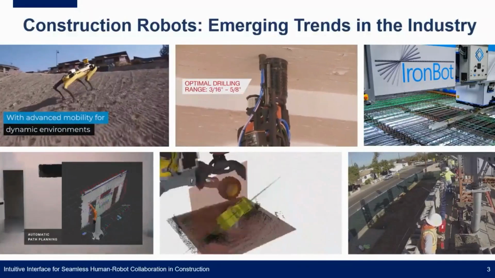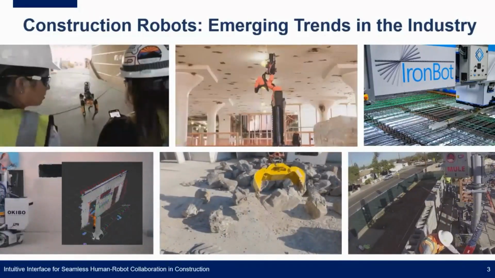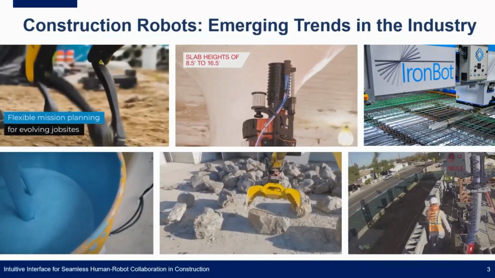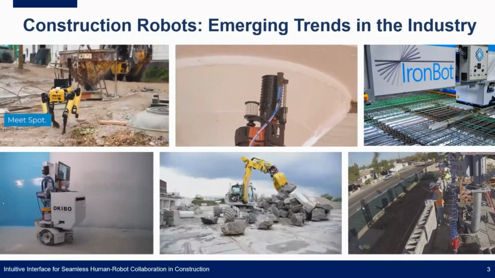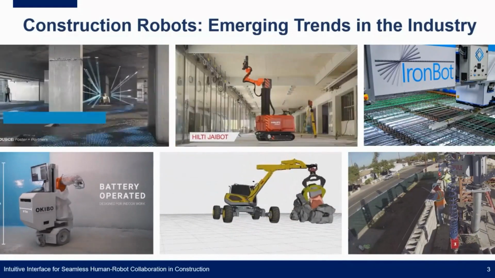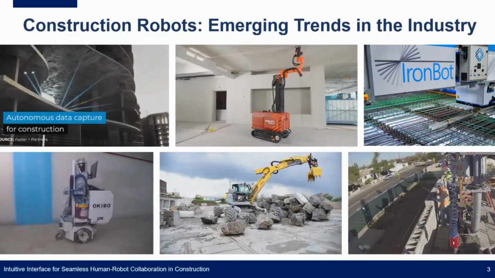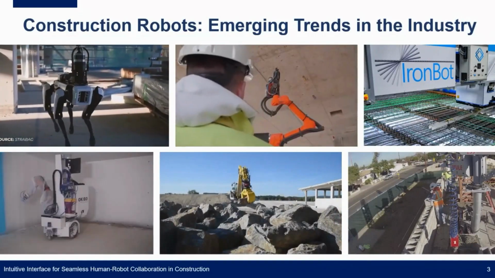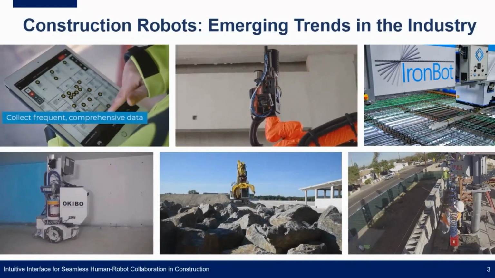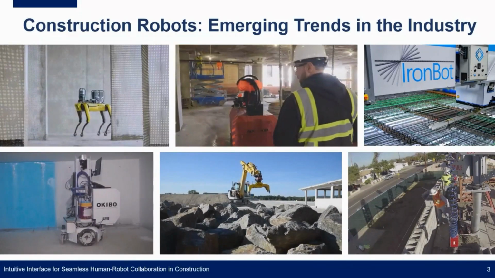On this slide, you can see some examples of construction robots, such as four-legged robots for surveying and mapping, drilling robots, rebar tying robots, indoor finishing robots, autonomous excavators, and bricklaying robots. These robots are now quite mature and ready for deployment in the field. They are expected to bring a revolutionary change in the construction industry, as they can perform construction tasks with high accuracy, efficiency, and safety.